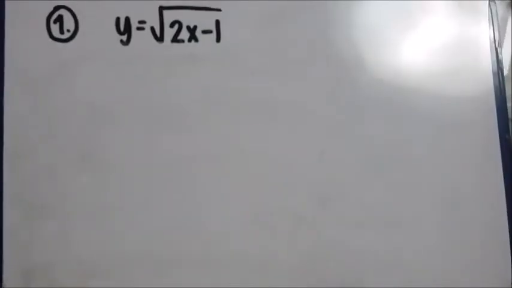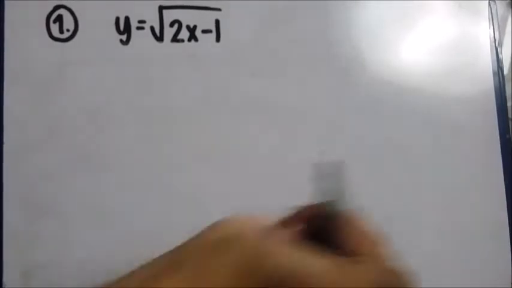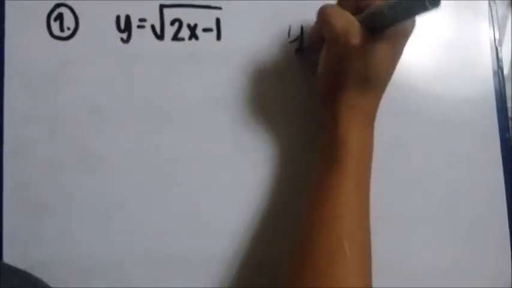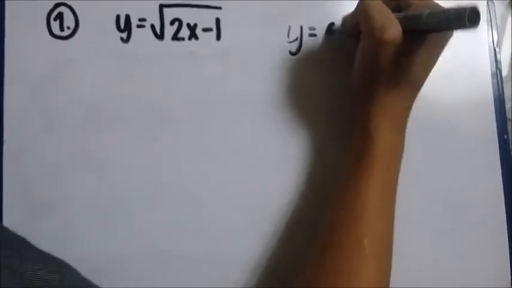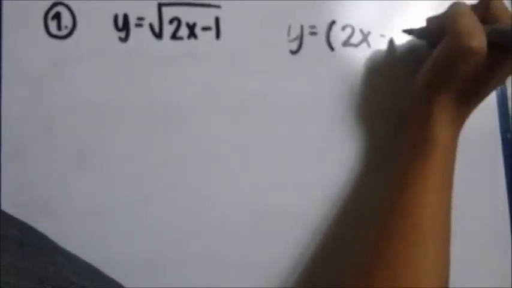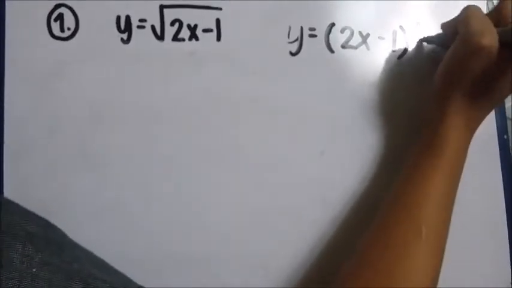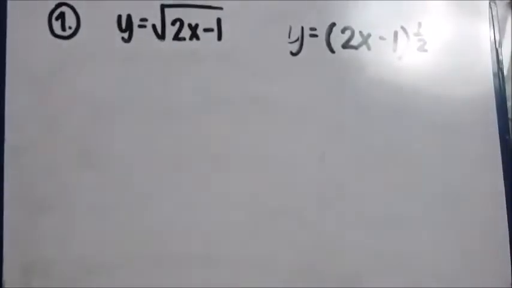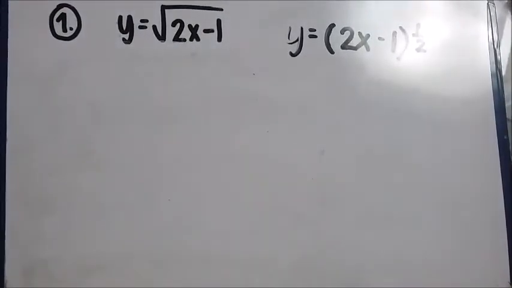So the first problem that we have now is y equals the square root of 2x minus 1. And the first thing that we need to do is to transform it into an exponential form, which can be written as y equals (2x minus 1) raised to 1/2. And then the next thing that we're going to do is to find the derivatives of this function.